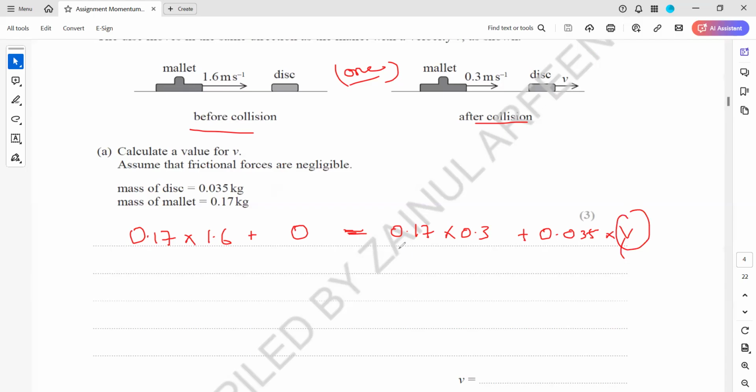What's the answer for this? You just have to solve for v. What is the answer for v here? 6.3, yeah, that's right. So the final answer is 6.3 meters per second. So we use the conservation of momentum.